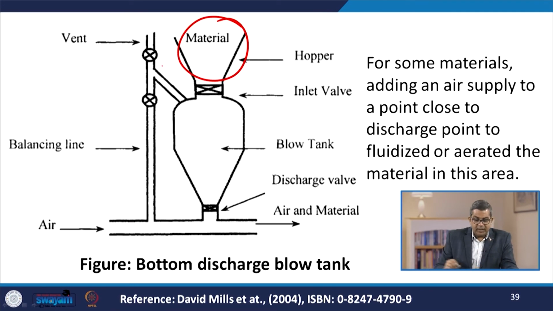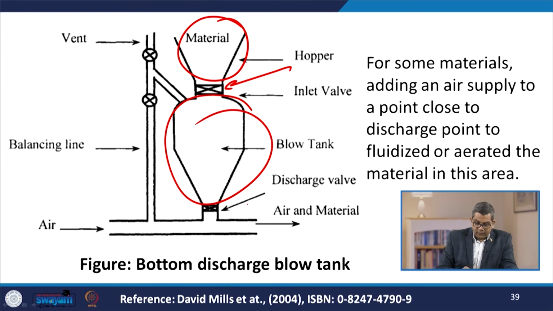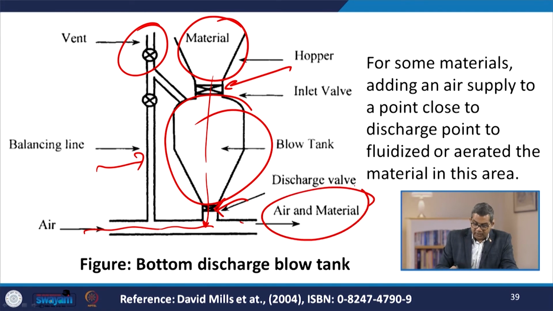Now here you see the typical figure of a bottom discharge blow tank. As usual, we have the material hopper which is fitted with the inlet valve. Now this is our blow tank with the discharge valve, and this is the vent and a balancing line. Air is supplied here and the material gradually comes down, and you get this air and material. So for some materials, an air supply is added at a point close to the discharge point to fluidize or aerate the material in this particular area.